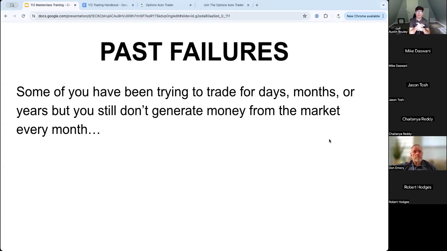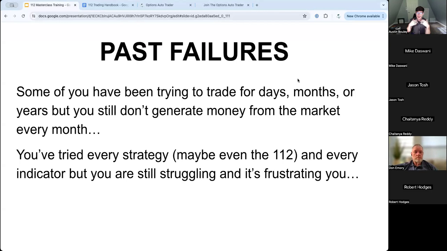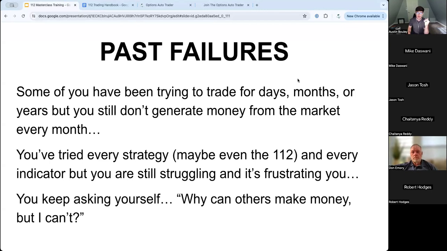So, past failures. Some of you guys have been trying to trade for days, months, or even years, but you still don't generate the amount of money every month from the market that you want. And that's the problem, because you've tried every strategy. Maybe you even tried the 112, and you've also tried every indicator, but you're still struggling and it's frustrating. And you keep asking yourself, why can others make money, but I can't?